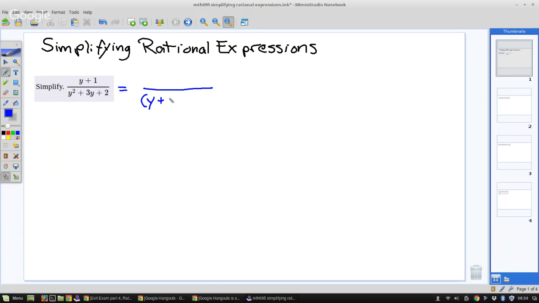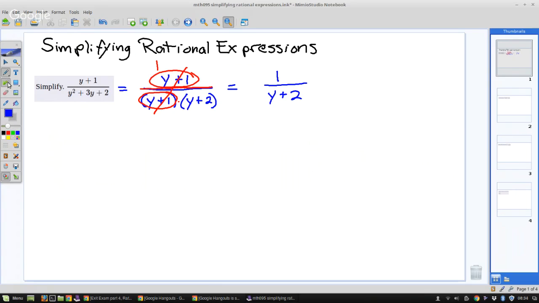2 is 2 times 1, and 1 plus 2 is 3, so this should be y plus 1 times y plus 2. Coincidentally, we've got a y plus 1 in the numerator, and a number divided by itself is 1. And that's why we say these cancel, because we have a division here and a multiplication there. Now the catch is the simplification of a number divided by itself is 1. So this expression has a numerator now of 1 and a denominator now of y plus 2.